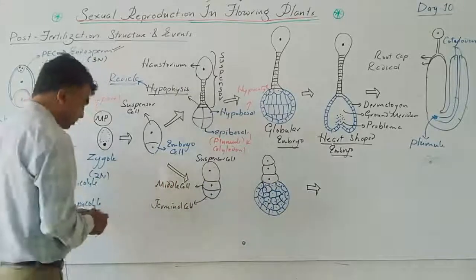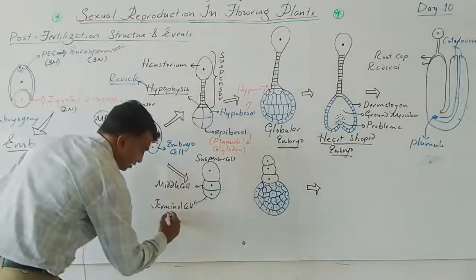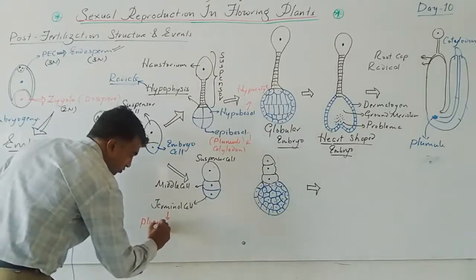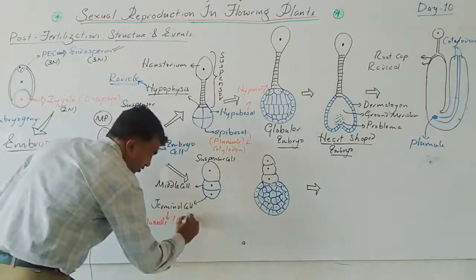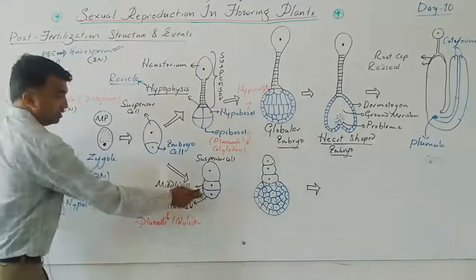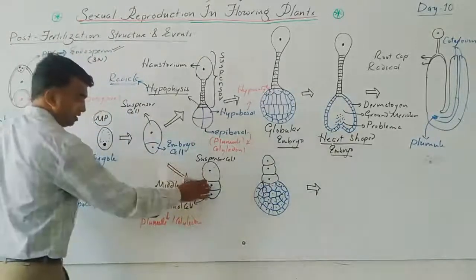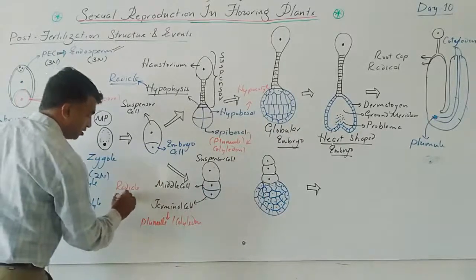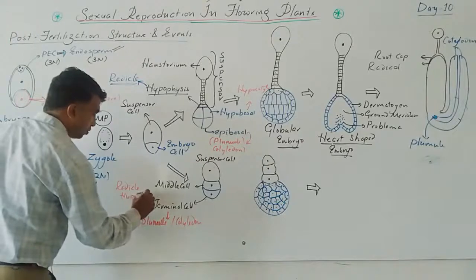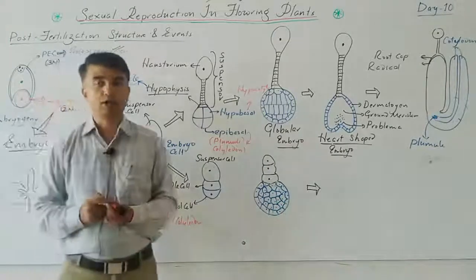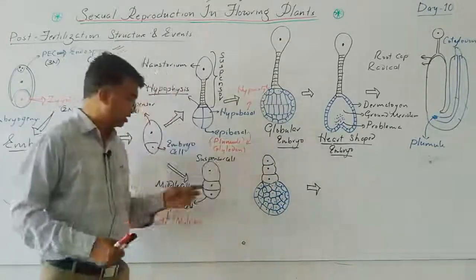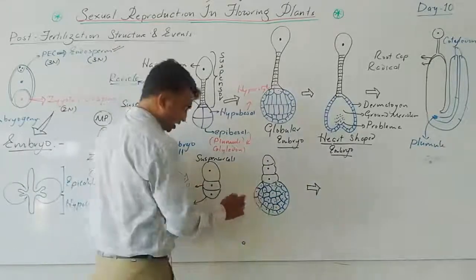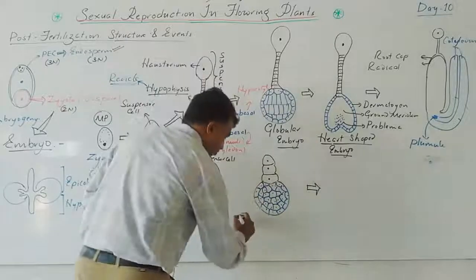Now the terminal cell, in future, develops into the plumule and cotyledon. ಈ terminal cell ಇಂದ plumule ಮತ್ತು cotyledon ಬರುತ್ತೆ. Middle cell ಇಂದ almost radicle ಮತ್ತು hypocotyl develop. Hypocotyl means ಕೆಳಗಿನ portion. Now this cell undergoes repeated division, and again it produces the globular embryo.